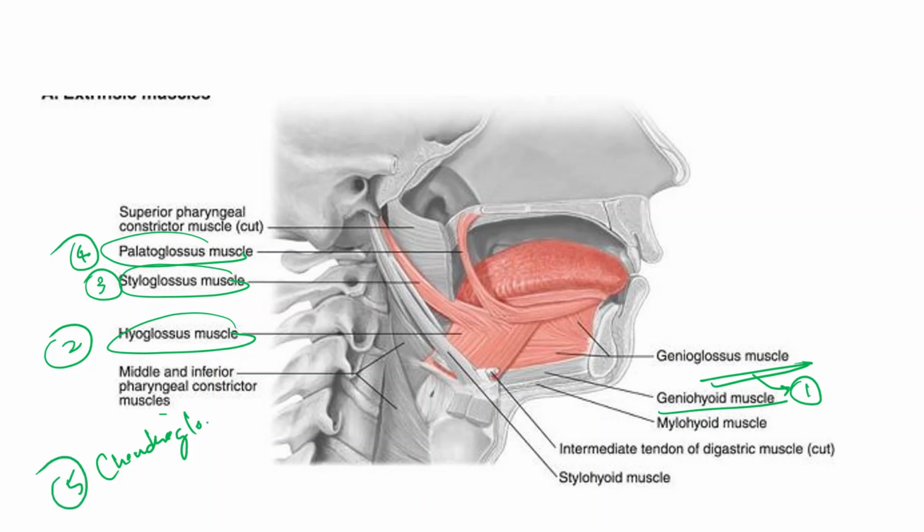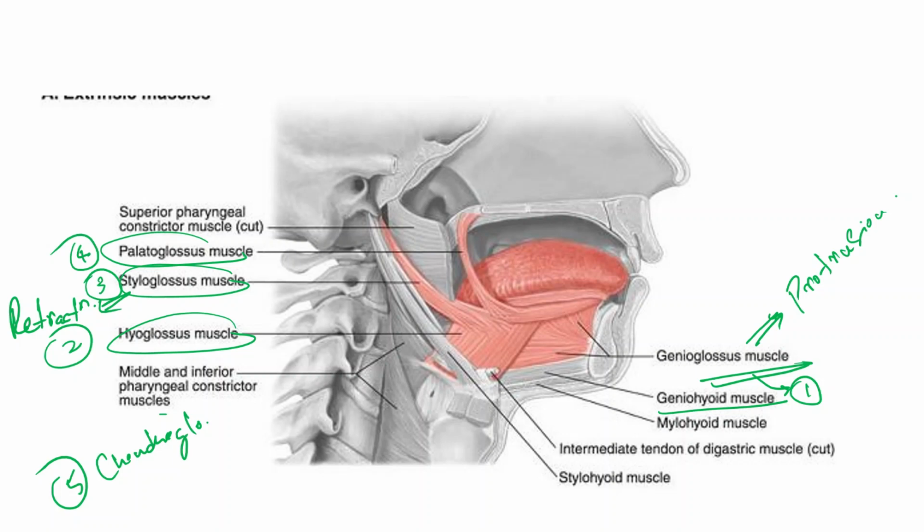The actions, as I've already told: the genioglossus is called the safety muscle, as it brings about the protrusion of the tip of the tongue. So protrusion of the tongue is brought about by the genioglossus. Retraction of the tongue is brought about by the styloglossus.